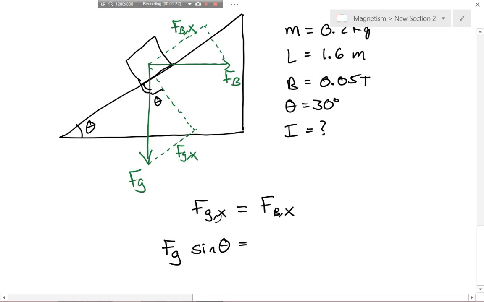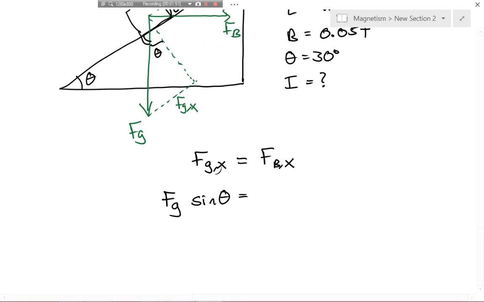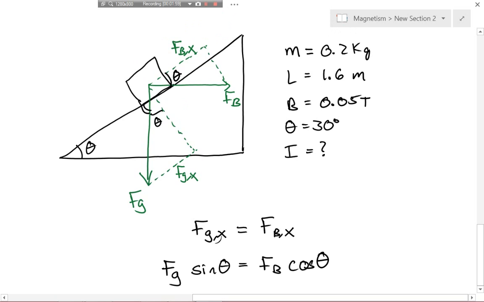Now, how do I find the x component of my magnetic force? Well, hopefully you can see that this angle right here is the same as this angle right here. So this triangle right here is similar to this triangle. This angle up here is going to be theta. And so we can see that the x component of my magnetic force is adjacent to the angle theta, so it's going to be equal to the magnetic force times cosine of the angle theta. Cosine, again, because the x component is adjacent to the angle theta instead of opposite the angle theta, like we have down here with the gravitational force.